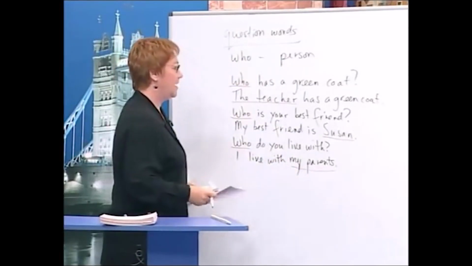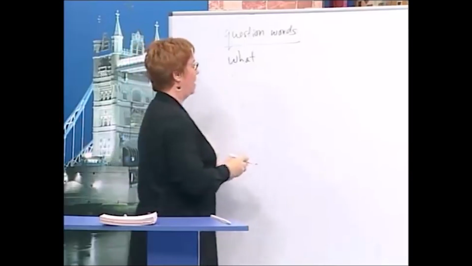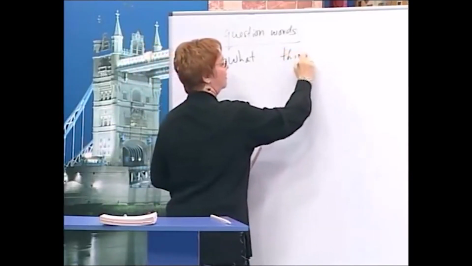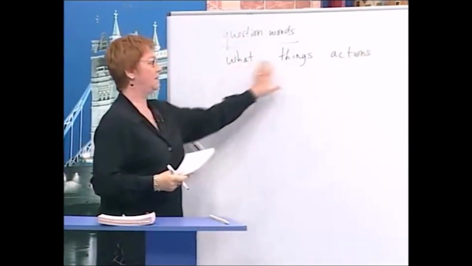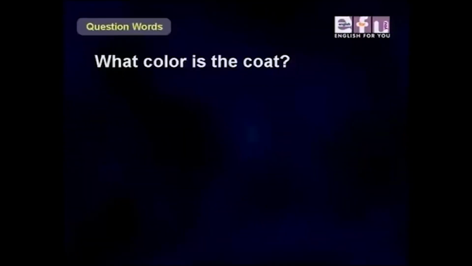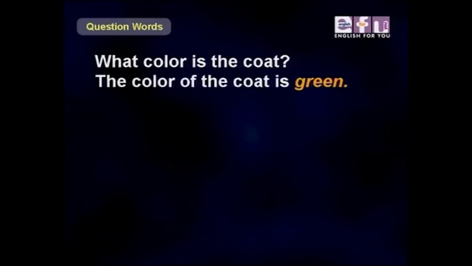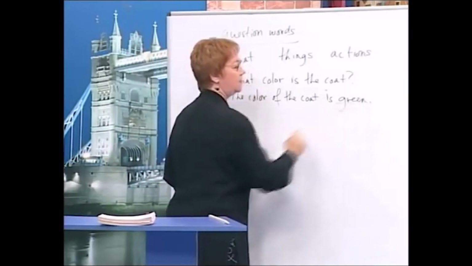Now, the next one is what. What is about a thing, things, or actions. What is about things or actions? Here are some examples. What color is the coat? The color of the coat is green.